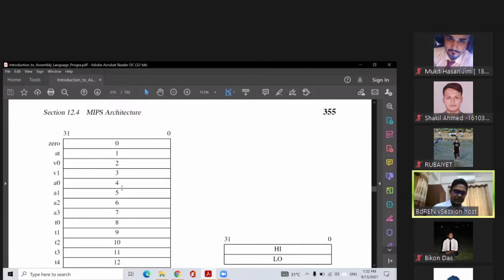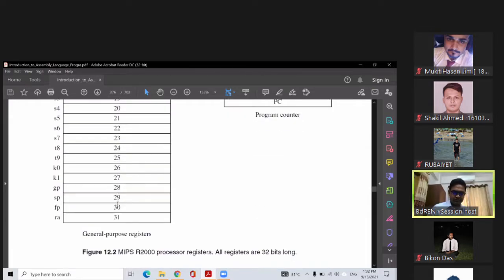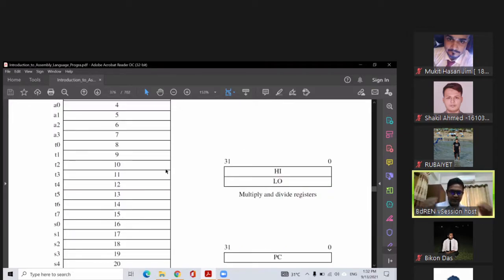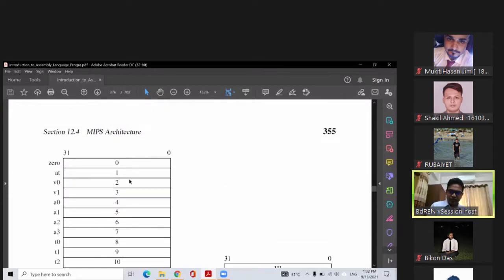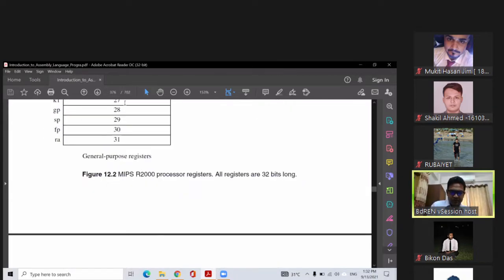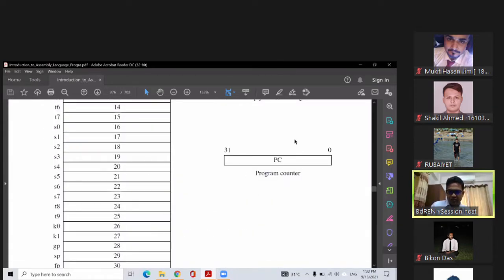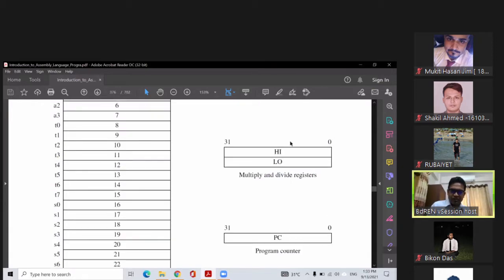This is 1 type. This is the general purpose register from 0 to 31. That means we have in total 32 general purpose registers, and all of the registers are 32 bits long. So the number of general purpose registers is 32. We have 1 program counter register, which is also 32 bit, and also 2 special types of register, called special purpose registers, 32 bit as well. So in total, how many registers do we have?